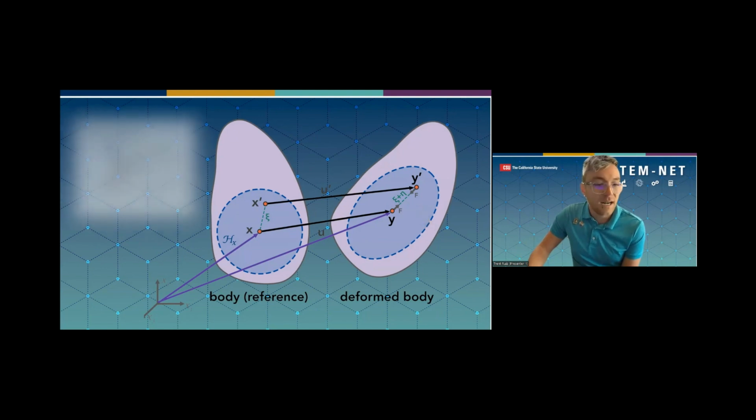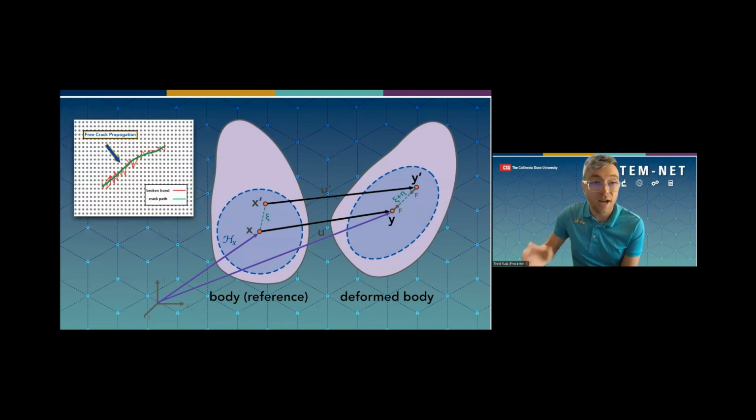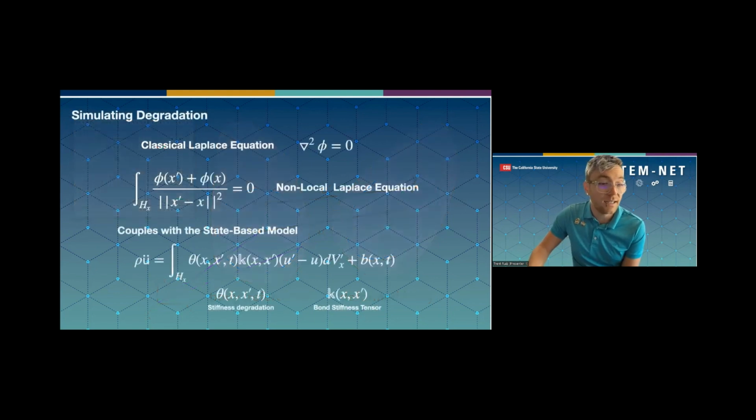Since peridynamics avoids the pesky partial differential equations that have discontinuities at the crack surface, the integral nature of peridynamics allows for natural crack propagation. And so to simulate degradation, we are using the Laplace equation, and this equation governs the electric potential, a consequence of which is electrochemical damage, electrochemical degradation.